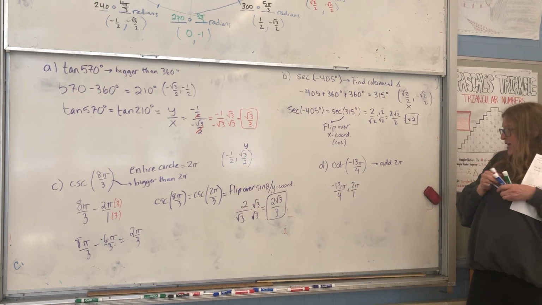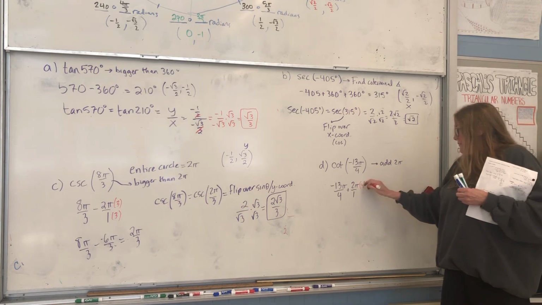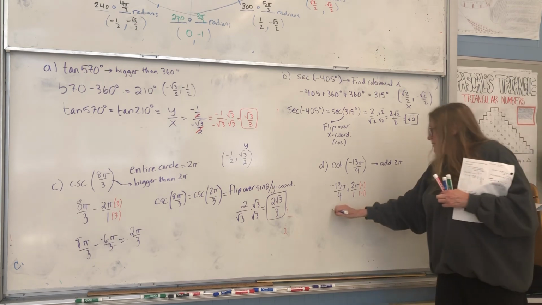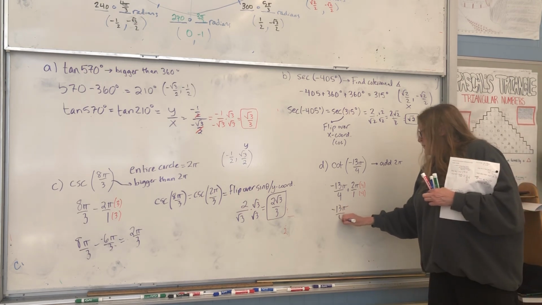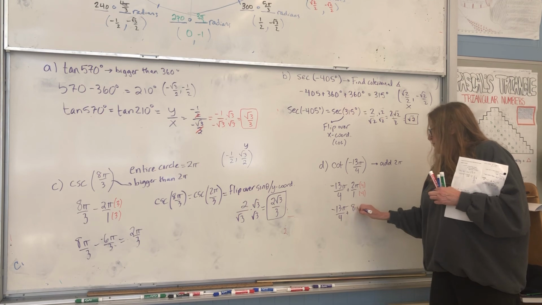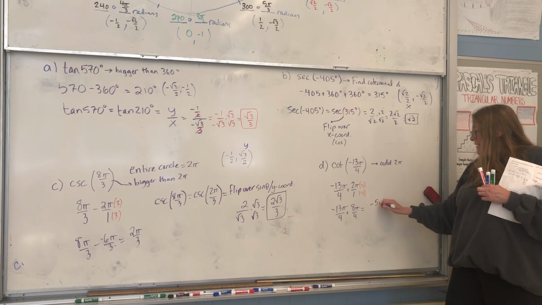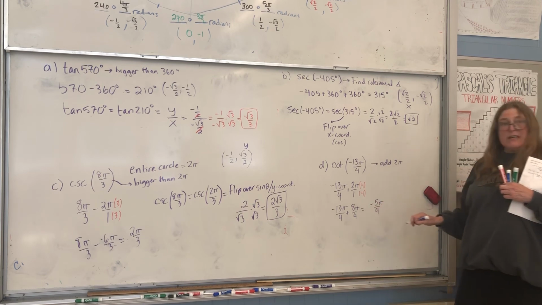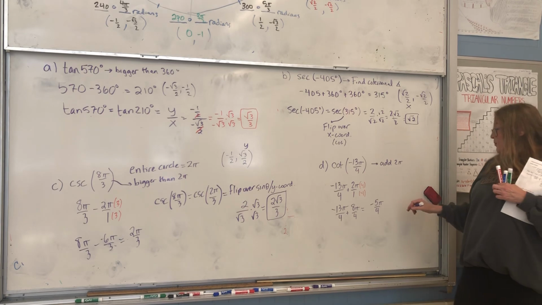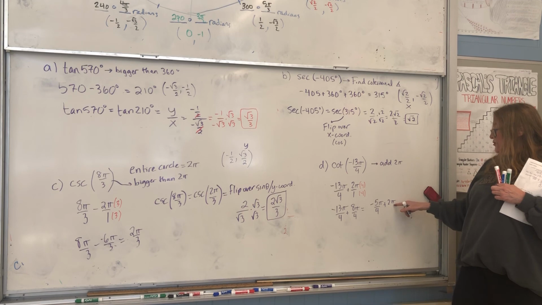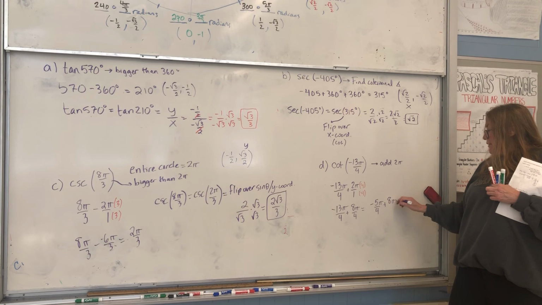Okay, guys, again, we've got to get a common denominator. So that's negative 13 pi over 4 plus 8 pi over 4. You guys, look, we're still in negative territory. So what do we need to do? We need to add 2 pi again. And we know 2 pi, we just found, is 8 pi over 4. So let's add 8 pi over 4 again, and that's going to get us to 3 pi over 4.